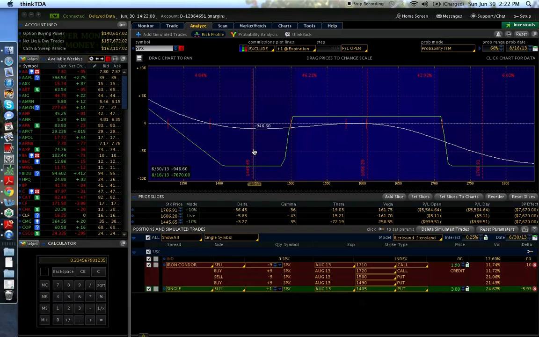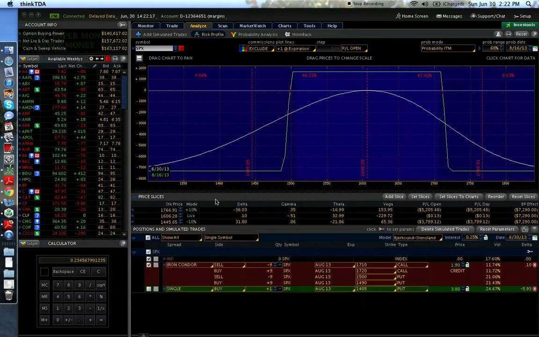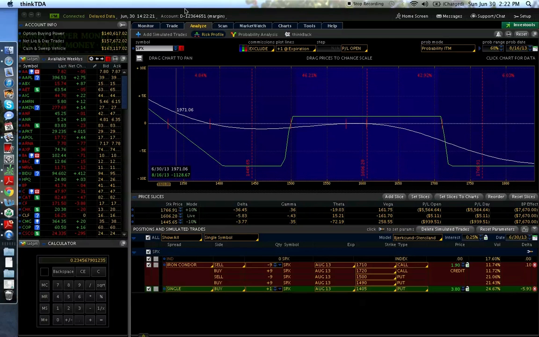But if the market crashes, this white line represents if it crashed today, you'd only be down $386 instead of having no protection and being down 5,000. So that's kind of one thing that I do.